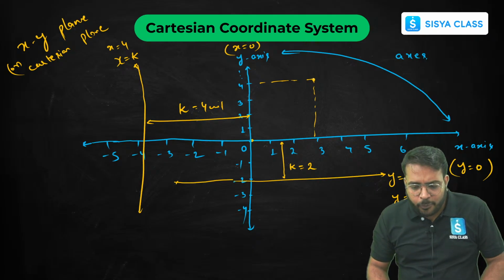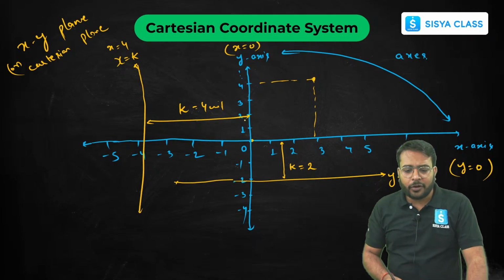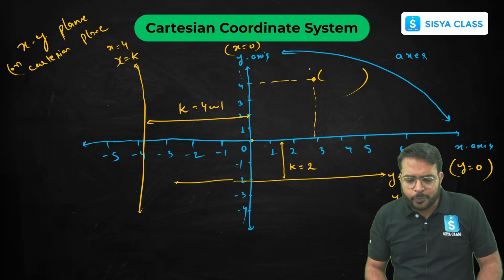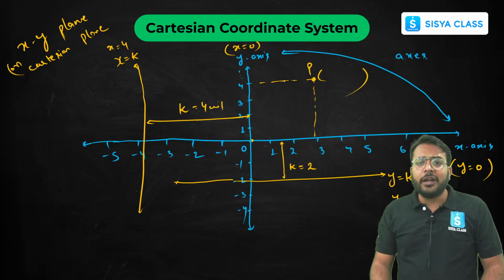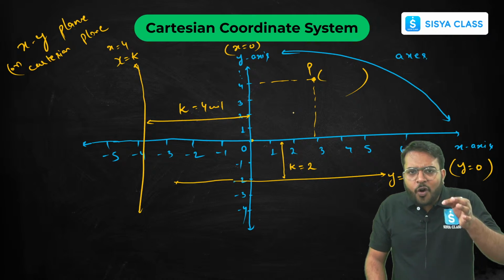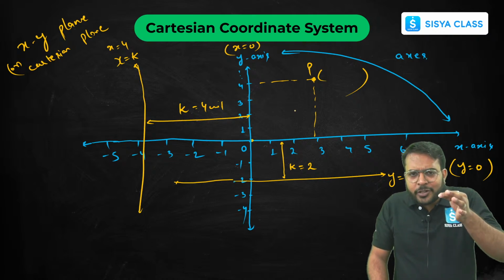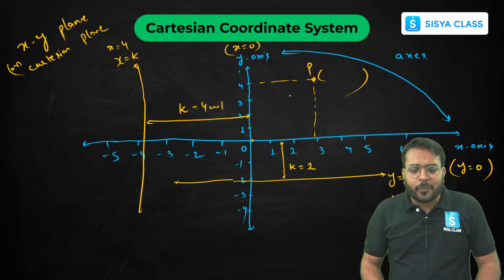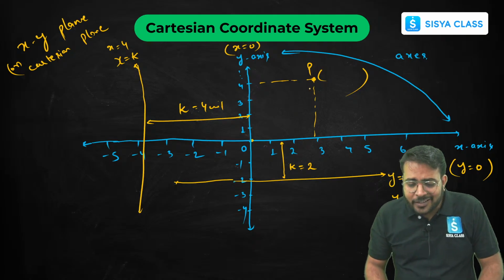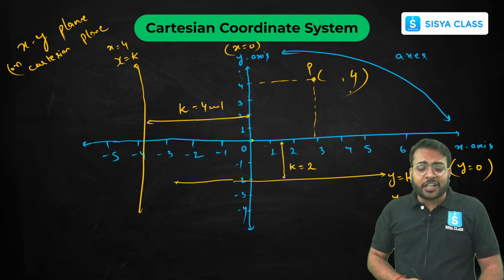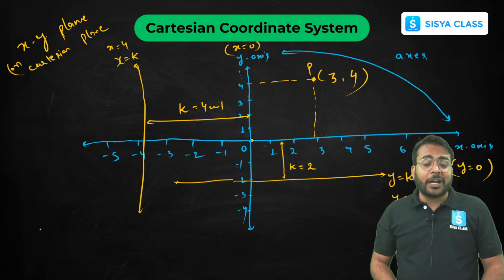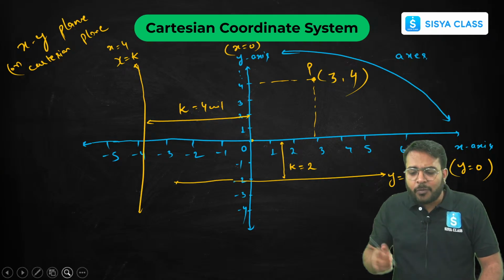Suppose I have one point on my xy plane. How are we going to represent this point? Suppose this point is P. What is going to be the coordinate of this point? Coordinate means how much distance the point is from the x-axis and from the y-axis. The distance from the x-axis is 4 units, and the distance from the y-axis is 3 units. So that's why the coordinate is going to be 3, 4.